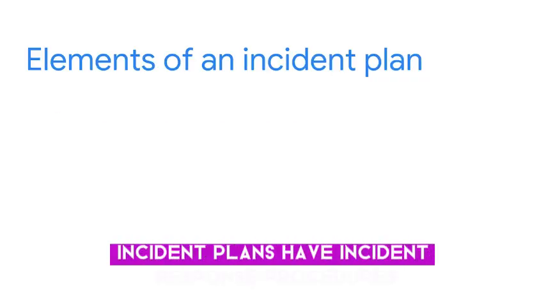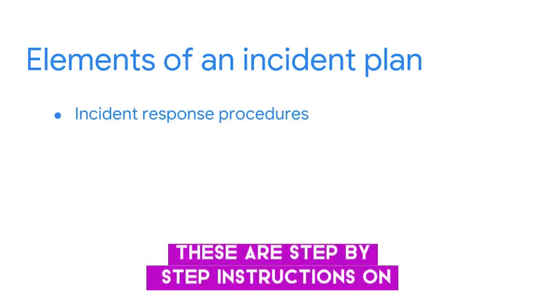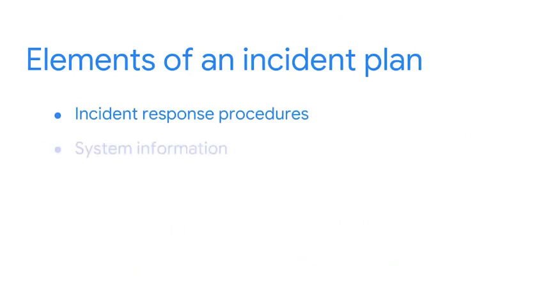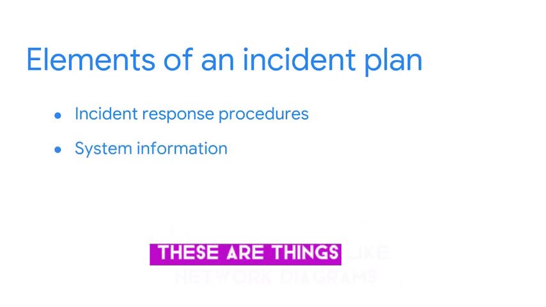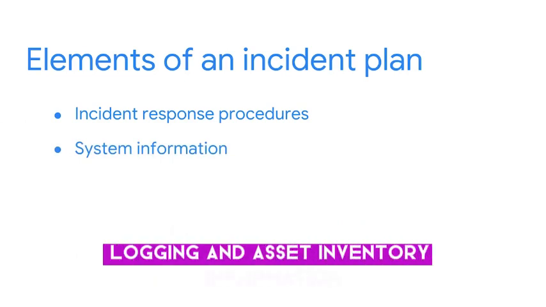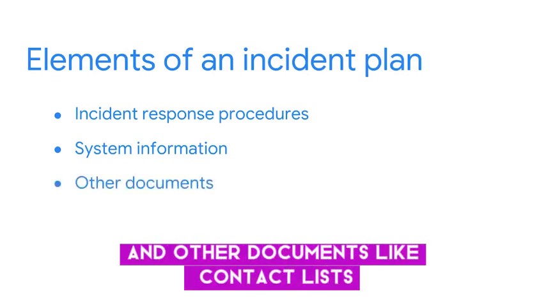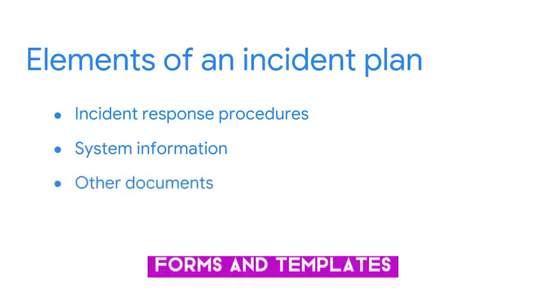Incident plans have incident response procedures. These are step-by-step instructions on how to respond to incidents. System information. These are things like network diagrams, data flow diagrams, logging, and asset inventory information. And other documents like contact lists, forms, and templates.